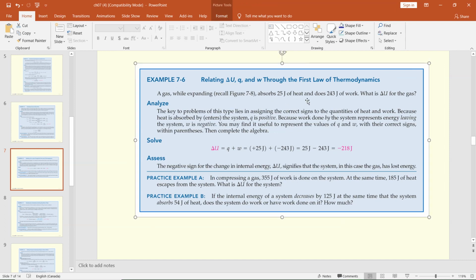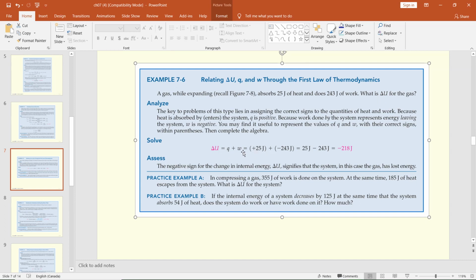Absorbs 25 joules of heat and does 243 joules of work. What is delta U? Delta U is also delta E. So delta E is Q plus W. Q is saying it's absorbing heat, so that is positive. I'll put brackets there to emphasize that. So the absorbing heat is 25 joules.